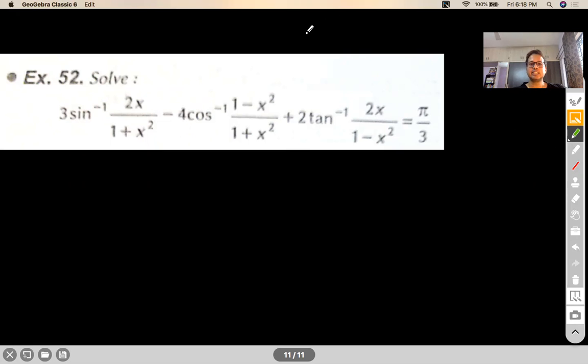In the initial step itself, you have to reject x cannot be 1, because this will become undefined. No solution can be beyond the domain of the functions involved. So please, that is the basic thing you should check: my answer should not make a function undefined.